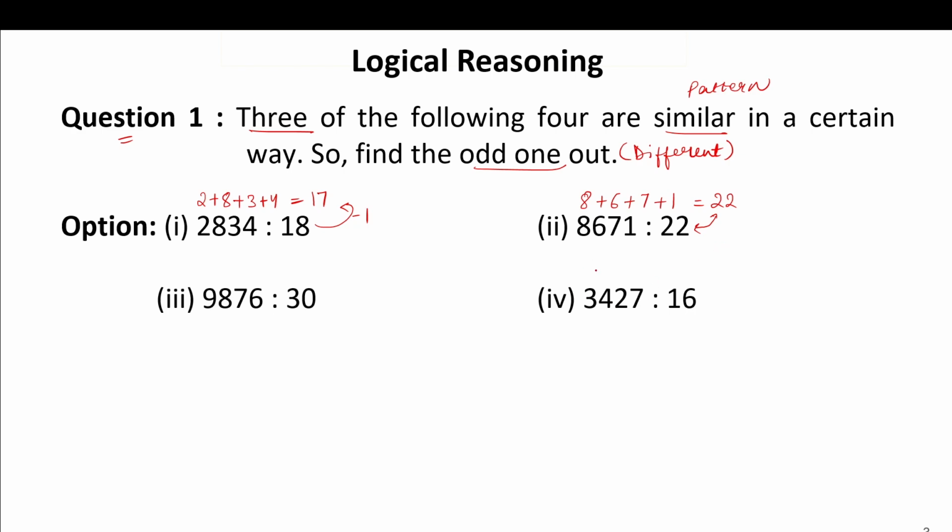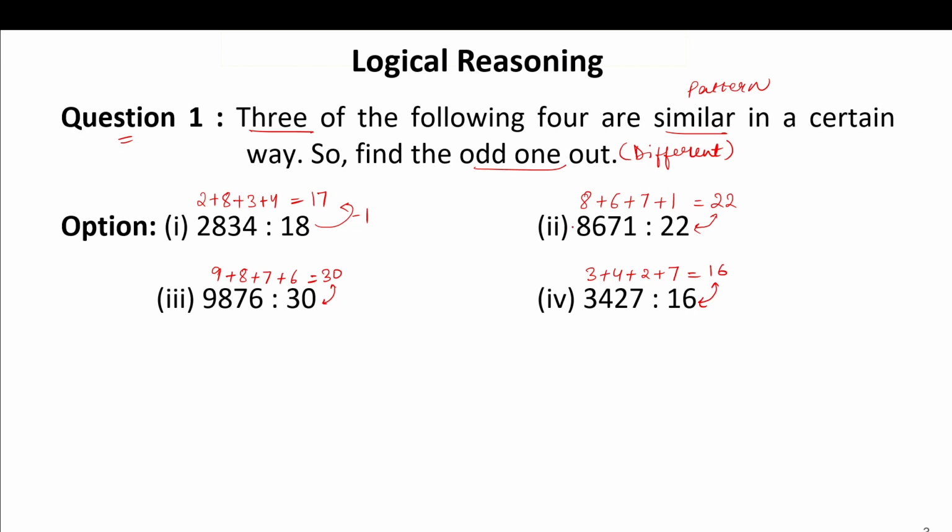So let us look at option number 4. We have 3 plus 4 plus 2 plus 7. 7 plus 3 gives me 10, and 10 plus 4 plus 2, 16. So it will be 16. So these are the same. Now let us look over here, 9, 8, 7, 6 and 30. 9 plus 8 plus 6 is 14, 14 plus 7 is 21 and 21 plus 9 is 30. So these are also the same.